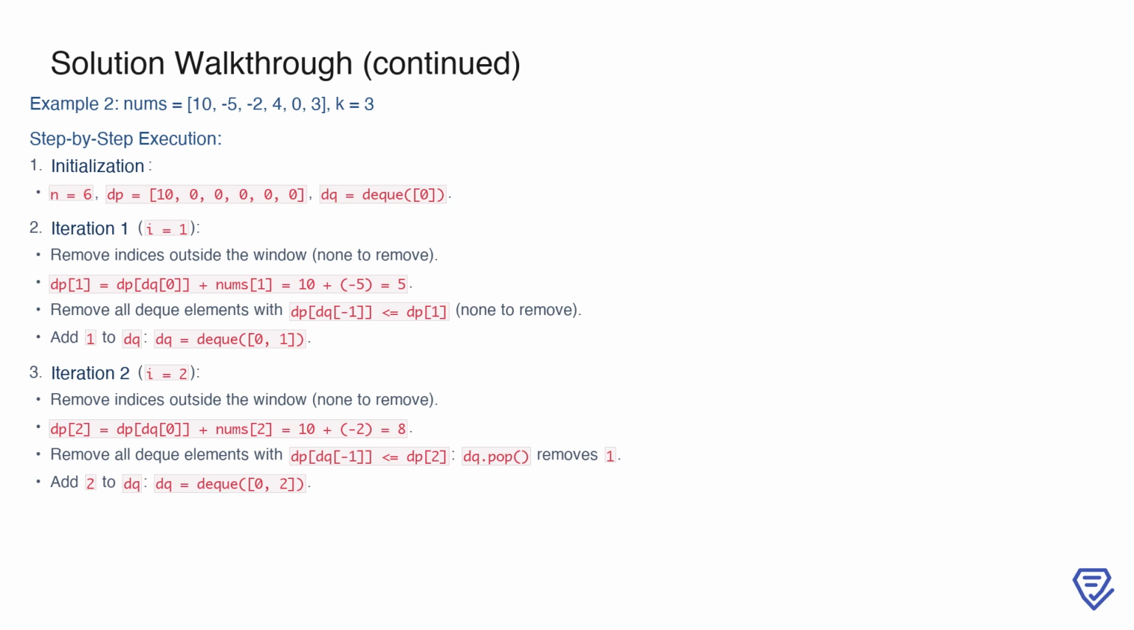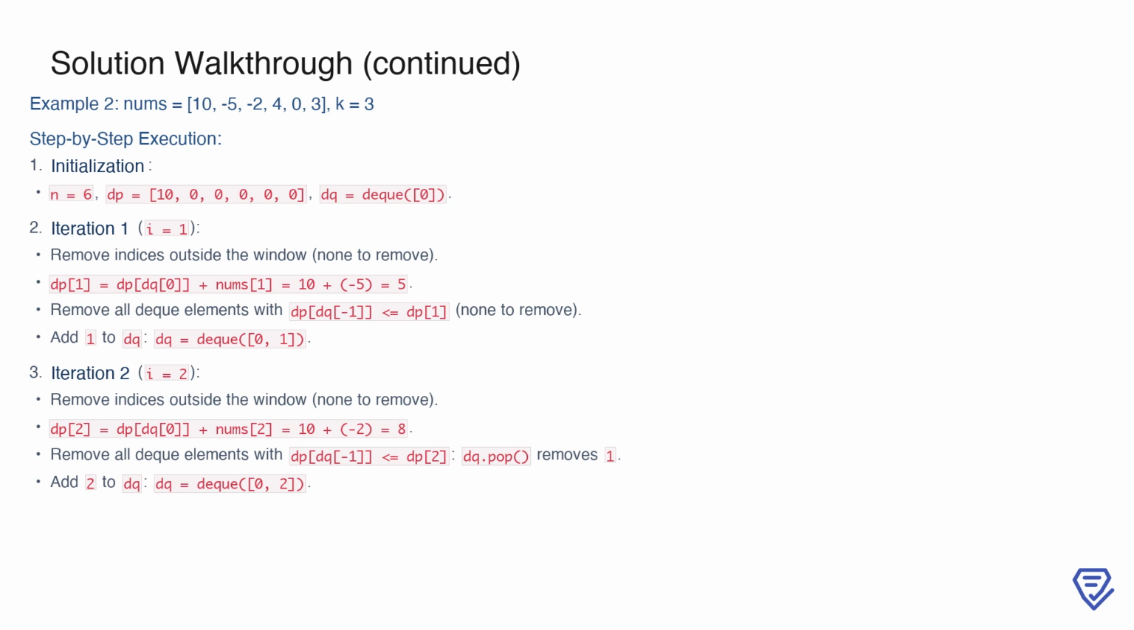For i equals 1, no indices fall outside the window, so we calculate dp[1] as dp[dq[0]] plus nums[1], which gives 10 plus minus 5, equals 5. Since no elements in the deque have a dp value less than or equal to dp[1], we add index 1 to the deque, resulting in dq equals [0, 1]. For i equals 2, again no indices are outside the window, so we compute dp[2] as dp[dq[0]] plus nums[2], yielding 10 plus minus 2, equals 8.